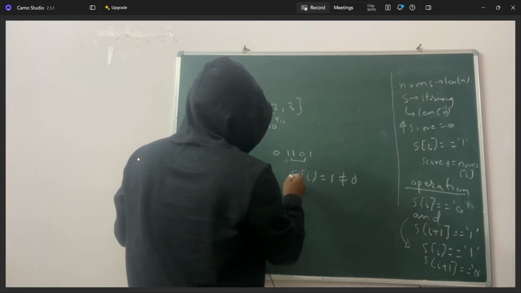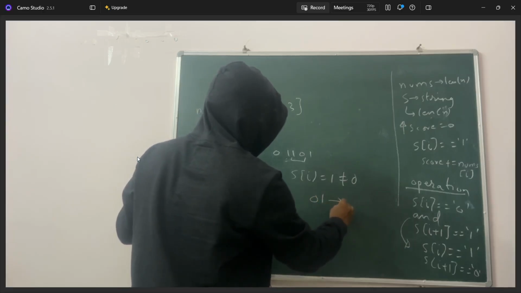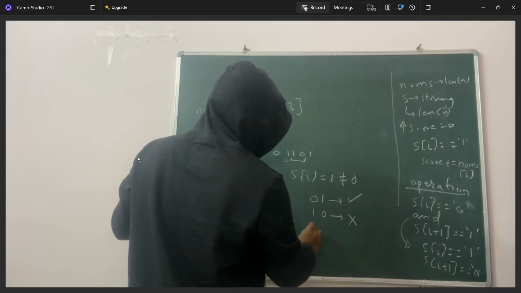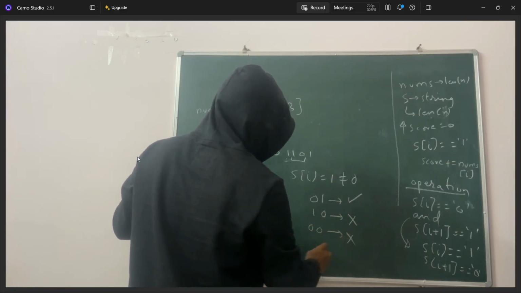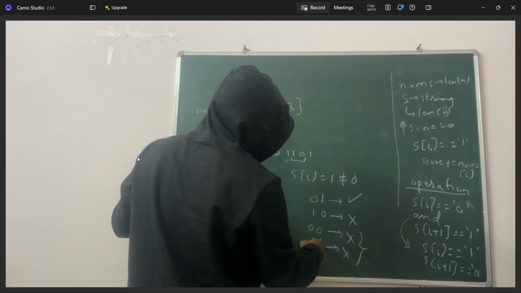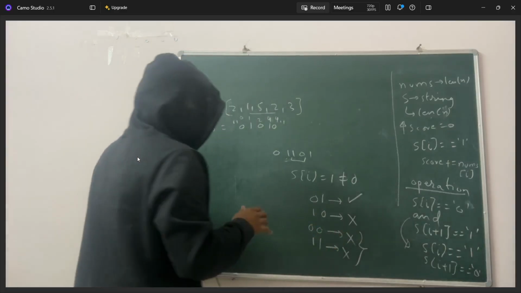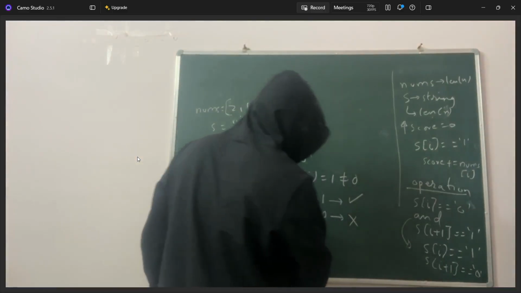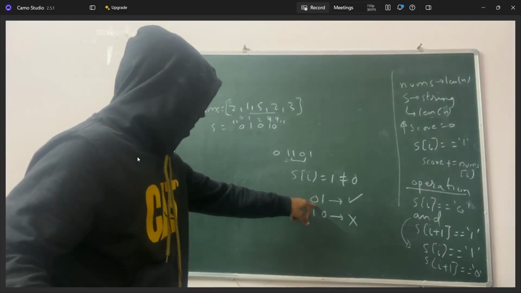So 0 1 if you see, you can swap. 1 0, don't swap. 0 0, don't swap. 1 1, don't swap. Even if you swap these two there is no meaning, but still I'm just making a pattern. So only if you see this, you can swap.